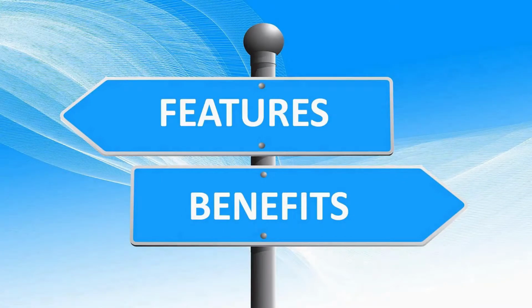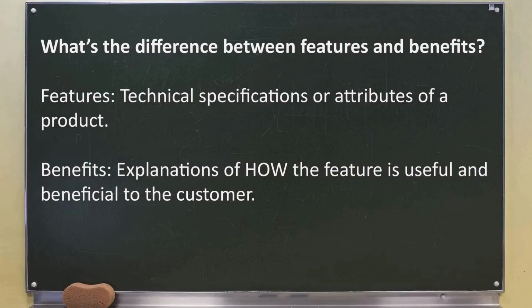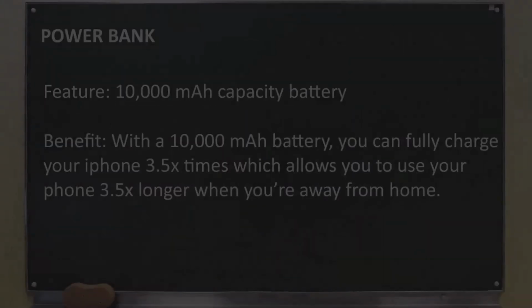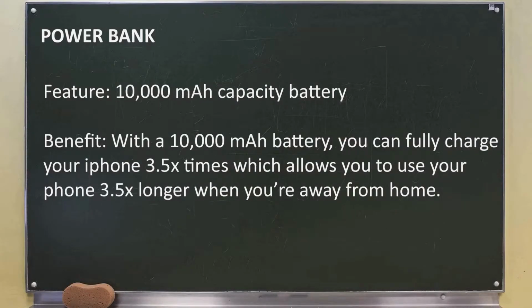A common question clients ask me is, what's the difference between features and benefits? Well, features are technical specifications or attributes of a product, while benefits are the explanations of how the feature is useful and beneficial to the customer. Let's take a look at the features and benefits of a fictitious power bank as an example. Feature: 10,000 mAh capacity battery. Benefit: with a 10,000 mAh battery, you can fully charge your iPhone 3.5 times, which allows you to use your phone 3.5 times longer when you're away from home.